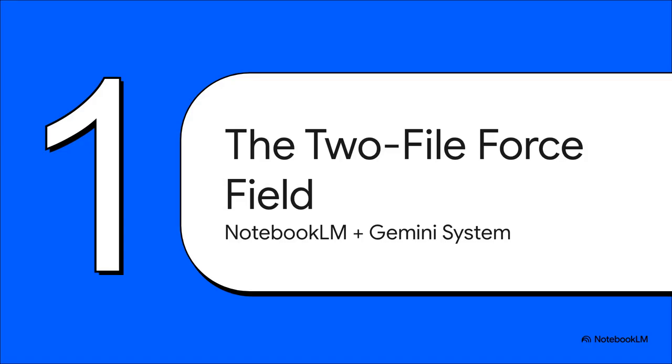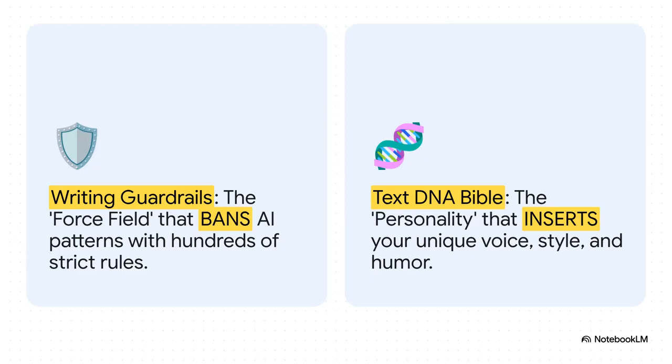So okay, once you know the problem, how in the world do you solve it? Well, the good news is there's a really powerful and completely free system you can build for yourself. All you need are two tools, Google's NotebookLM and Gemini. It's called the two-file force field, and it's designed specifically to hunt down and destroy these patterns.